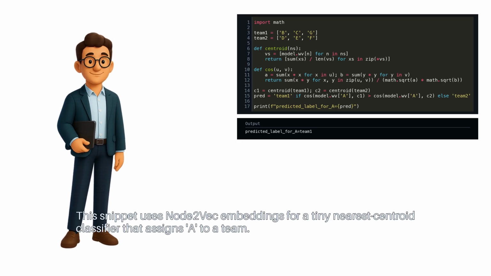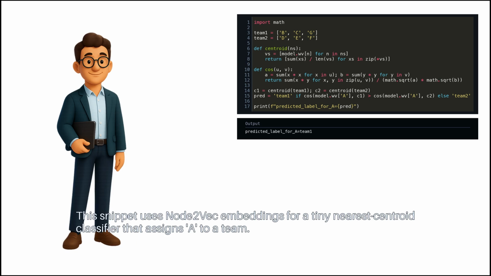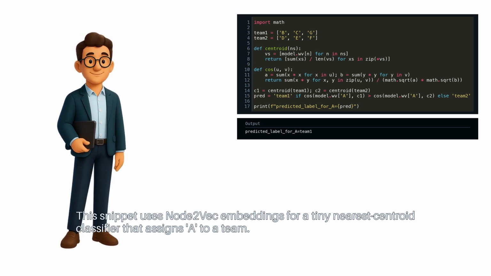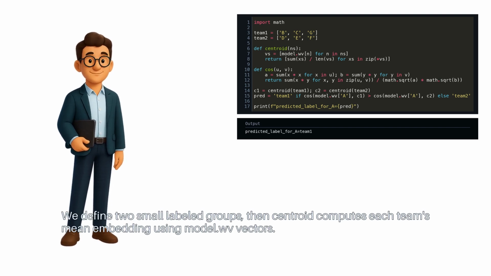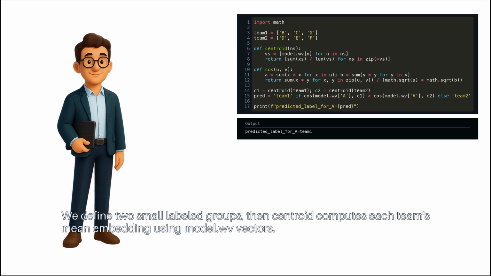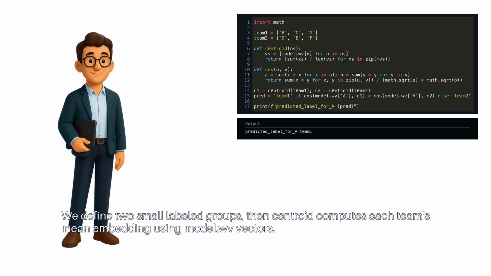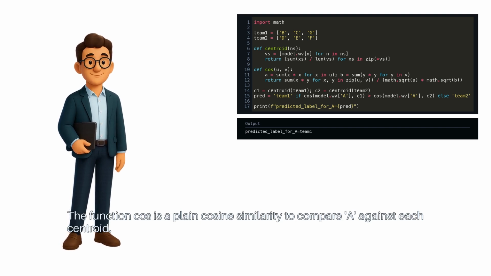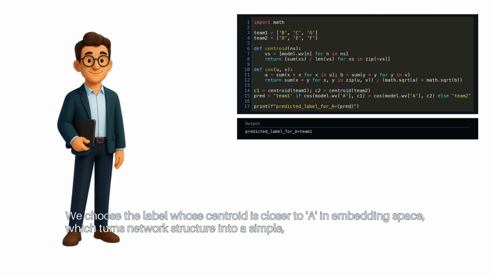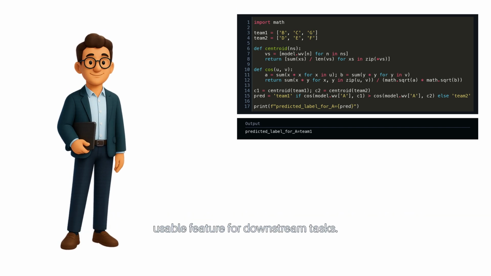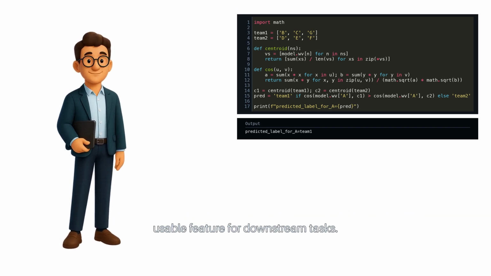This snippet uses Node2Vec embeddings for a tiny nearest centroid classifier that assigns A to a team. We define 2 small labeled groups. Then centroid computes each team's mean embedding using model.wv vectors. The function cos is a plain cosine similarity to compare A against each centroid. We choose the label whose centroid is closer to A in embedding space, which turns network structure into a simple, usable feature for downstream tasks.